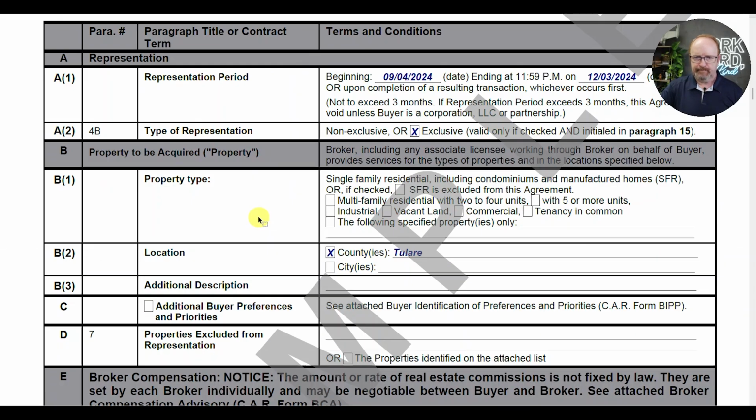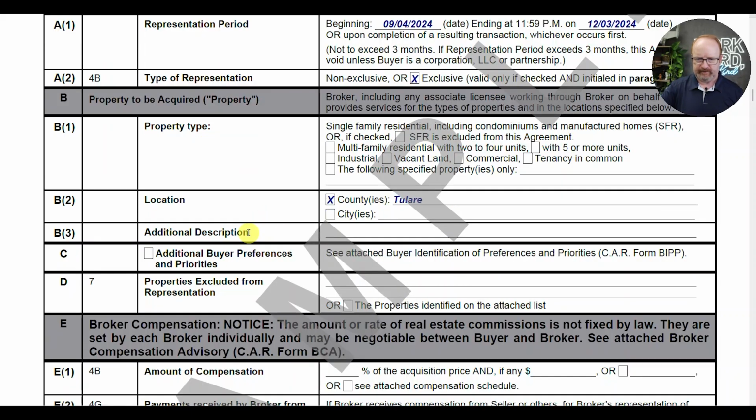Jumping back up, we're going to talk about property types, and by default, it's single family residential. If you're going to be doing multifamily or one of these other property types, you're going to check a box. Location. There's an option for counties or cities, and you can have more than one. So I'm pretty broad. I'm doing my whole county here.